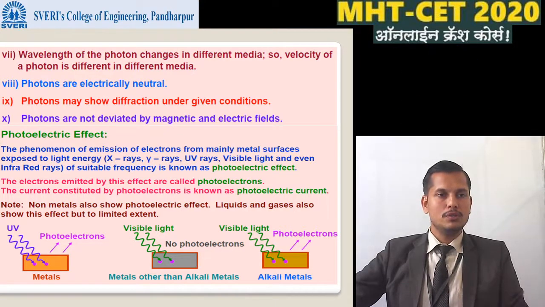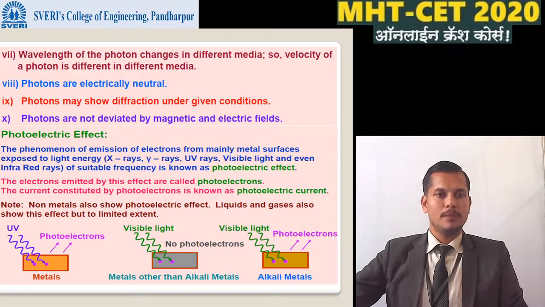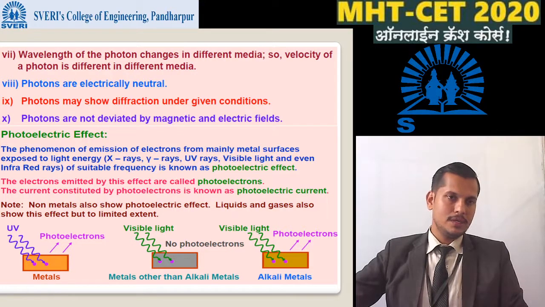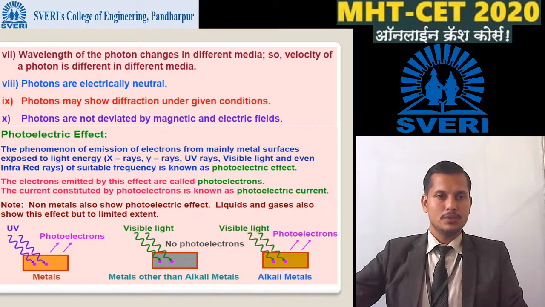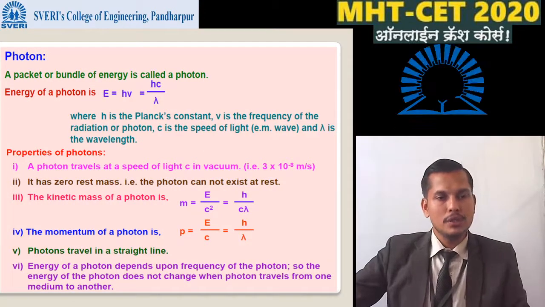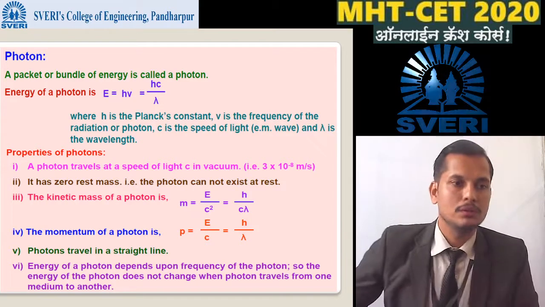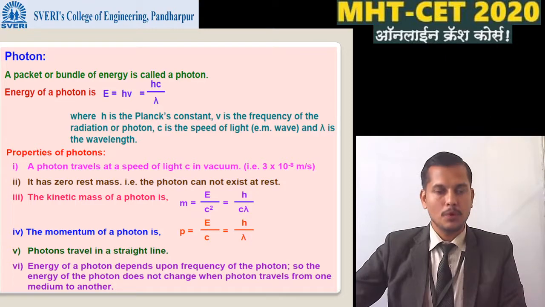Next, photons are electrically neutral. Next, photons may show diffraction under given conditions. And the last one is photons are not deviated by magnetic and electric fields as they are electrically neutral. So let us check these terms once again, what is meant by photon and what are its properties.